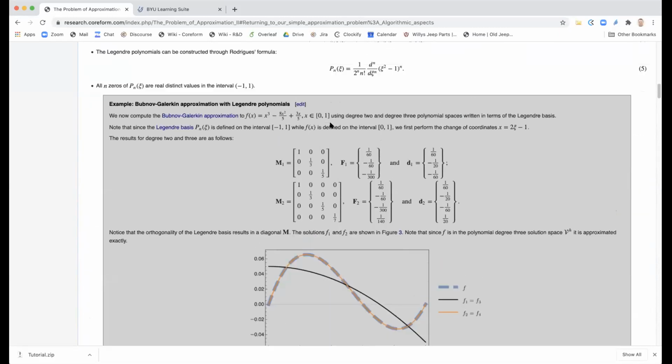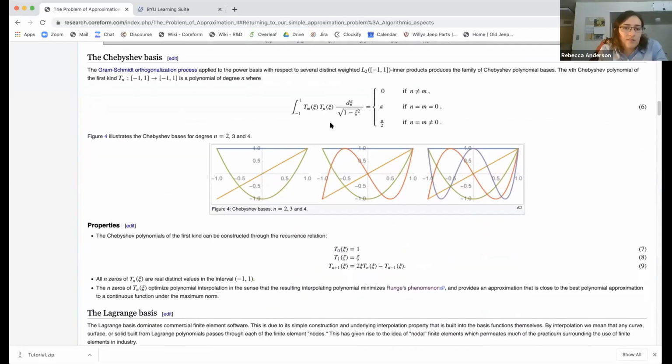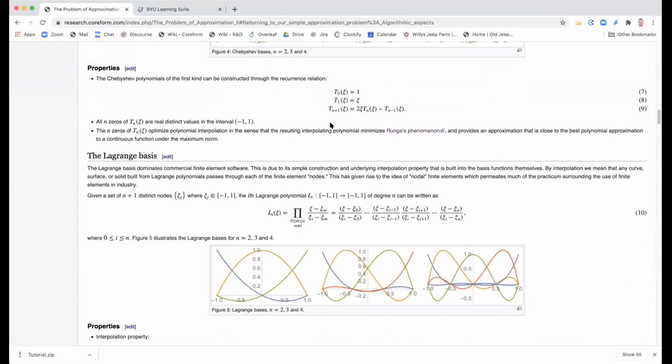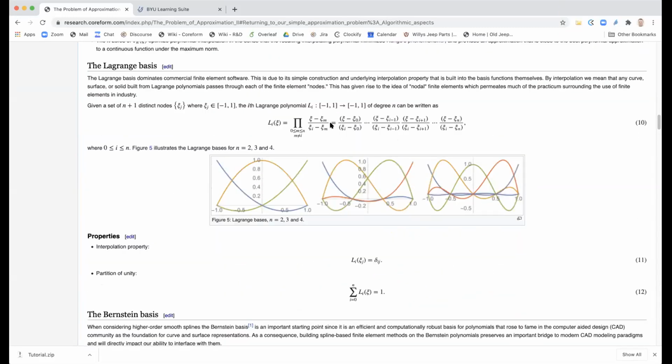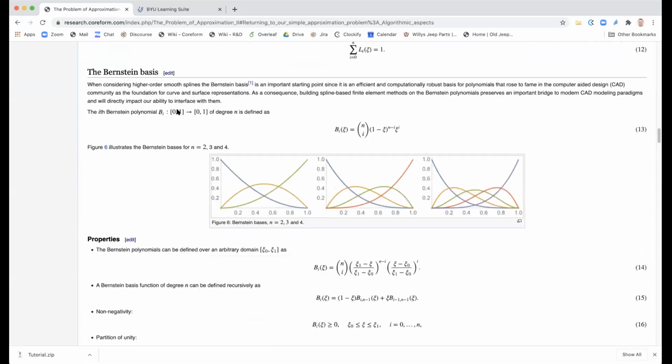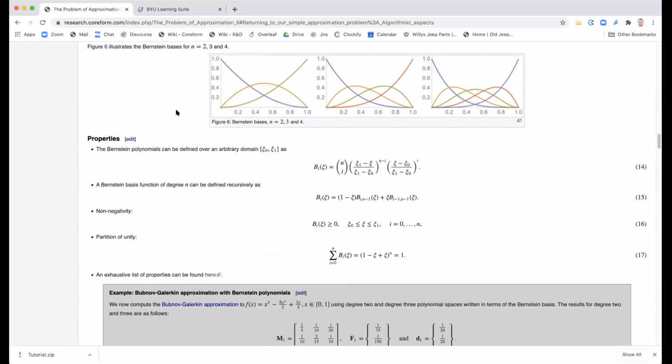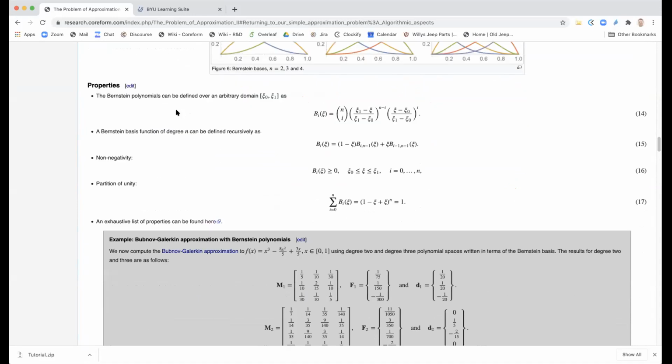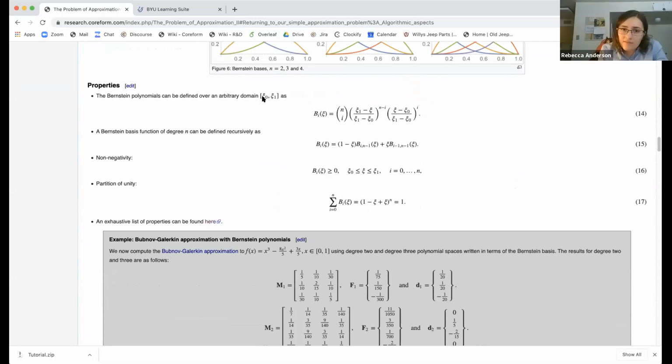Do I even ask you to do Chebyshev? I don't remember. No, I think I just asked you to do the Legendre. Lagrange also is -1 to 1. So Bernstein is the only one where you have to map it. This definition here is over 0 to 1. And then I give you the equation to map it to any domain right here. So if you put -1 for xc0 and 1 for xc1 and plug it in here, you'll get the polynomials in -1 to 1.